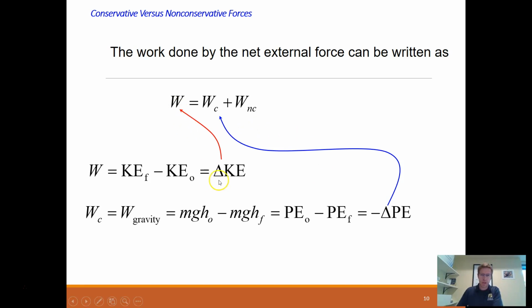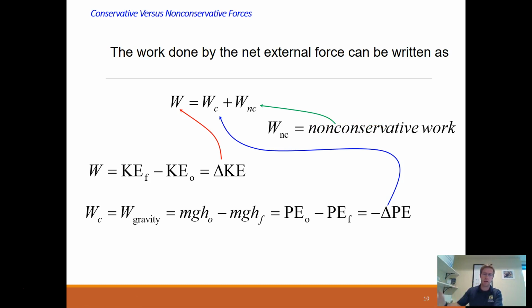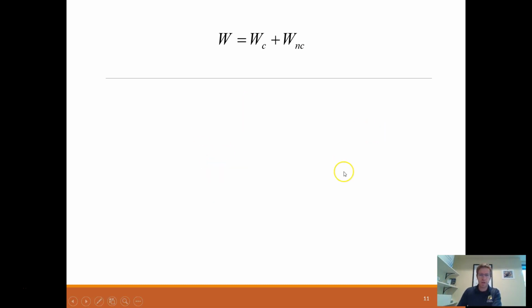So the work is change in kinetic energy, and the work done by conservative forces is negative change in potential energy. And then the W with the NC as a subscript, that's just work done by non-conservative forces. So that's kind of the catch-all for everything else that's not kinetic or potential energy. So if we plug all these things into our equation here, the work energy theorem, we start to get a new way of looking at, writing, and thinking about energy. So change in kinetic energy equals negative change in potential energy plus any work done by non-conservative forces, right?